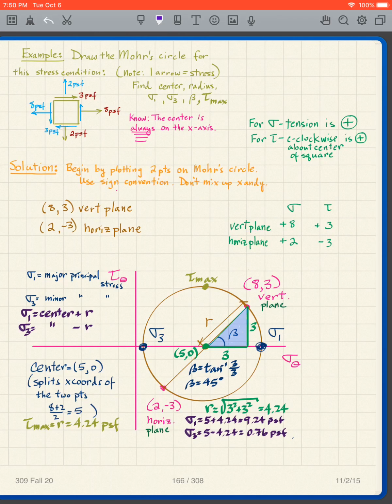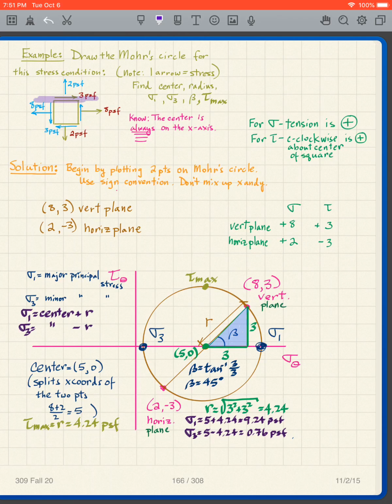So then I look at my horizontal plane, and what do I see? That's still tension. It's going down. Remember, it doesn't matter that it's going down. Tension goes away from the body. So that is going to be a positive 2. So on my horizontal plane, I have positive 2 for that sigma. And now I've got this tau. Well, that's clockwise about the center, right? It's clockwise, so that's going to be negative. So I have a negative 3 for my tau.